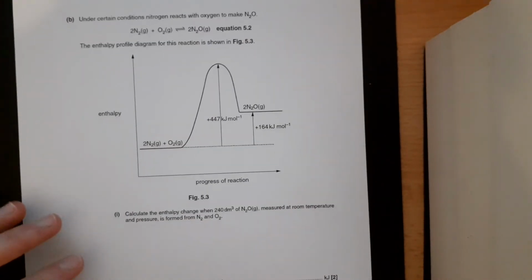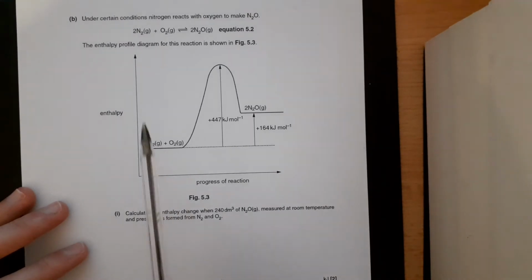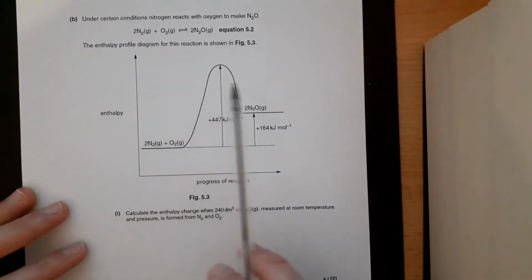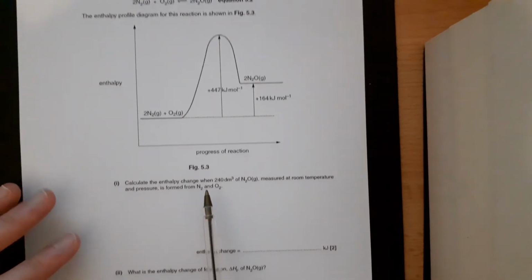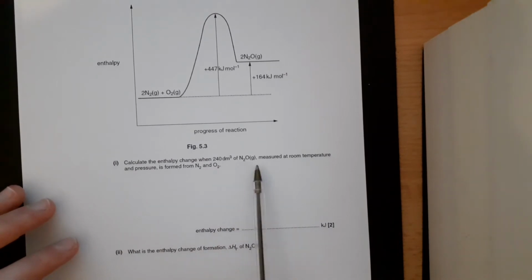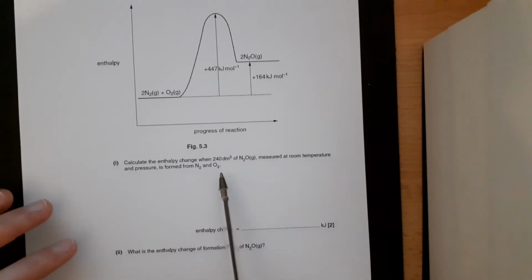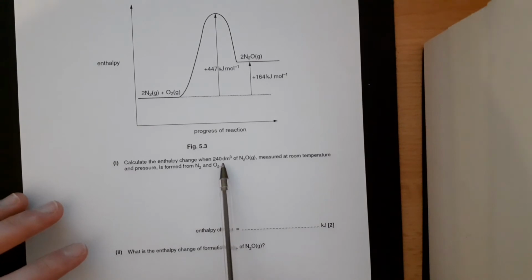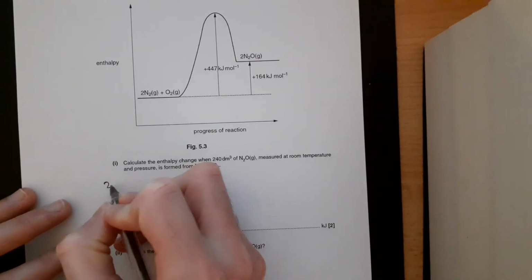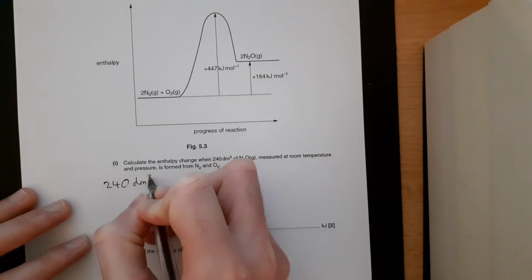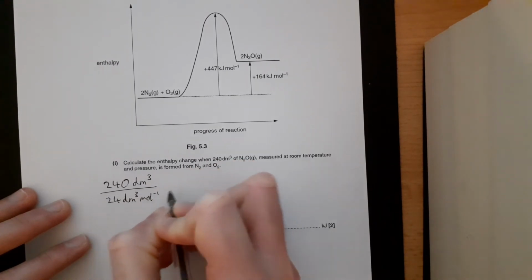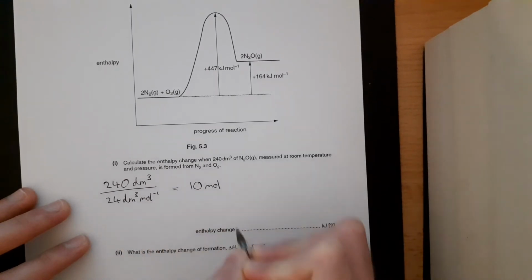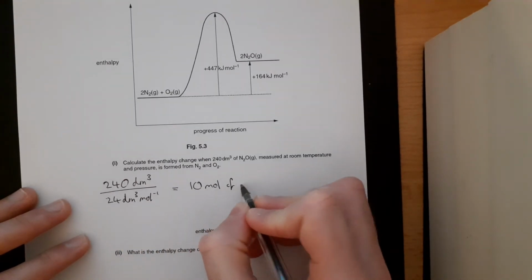Okay, a couple more questions here that I want to look at. So here's another diagram. We've got this reaction here between nitrogen and oxygen. They've given us an enthalpy profile diagram. It says, calculate the enthalpy change when 240 decimeters cubed of N2O is formed. So this is similar to the question that we just looked at, where they've given us the volume. So we're going to do our 240 decimeters cubed divided by our 24 decimeters cubed per mole. And that's going to tell us that we've got 10 moles of N2O.